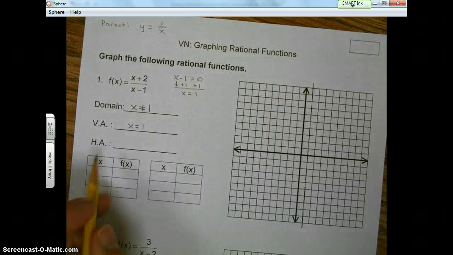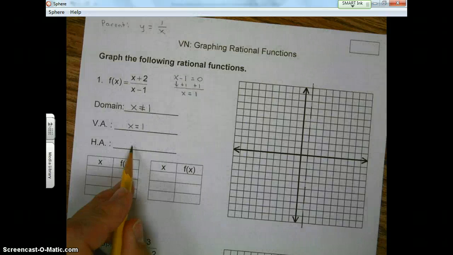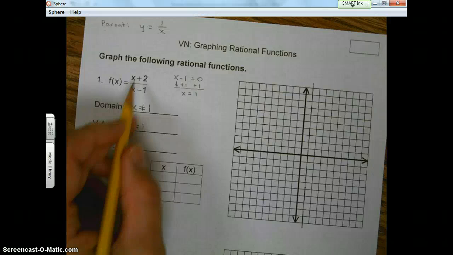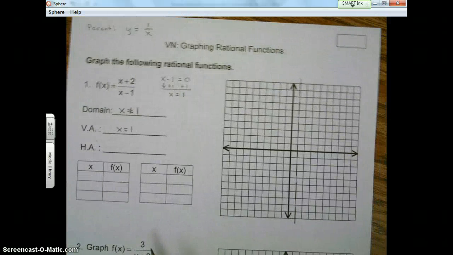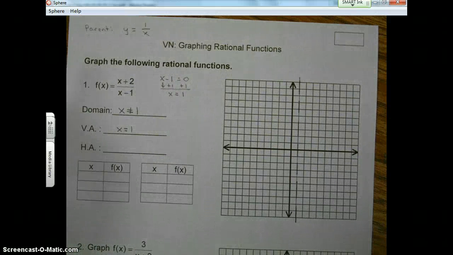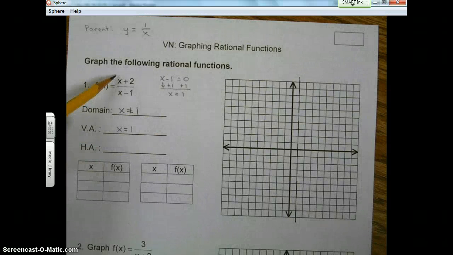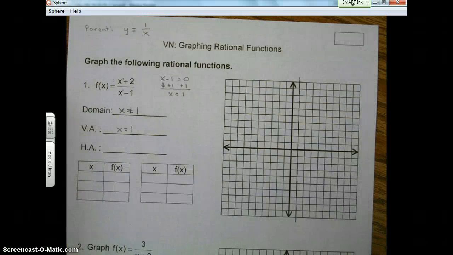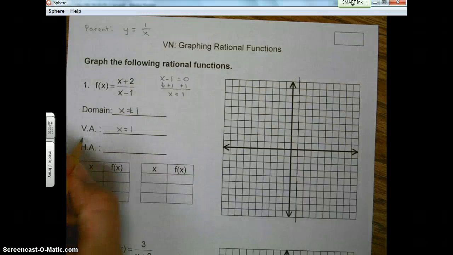Horizontal asymptote. We get our horizontal asymptote from the degree of our numerator and the degree of our denominator. The degree of the numerator is 1, and the degree of the denominator is also 1. So what we have here is 1 equals 1.